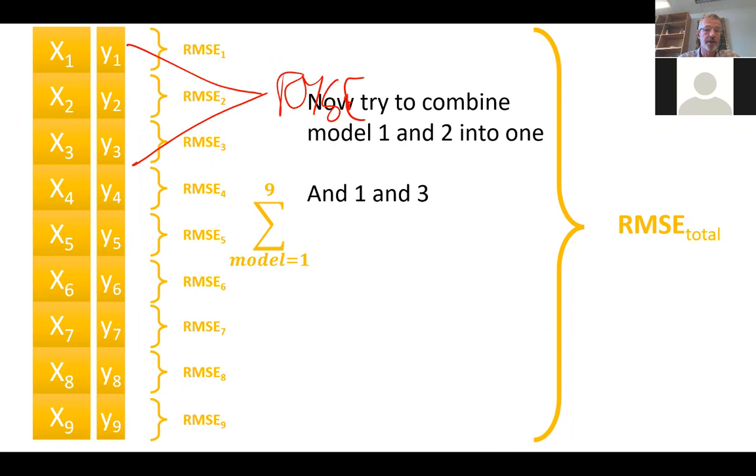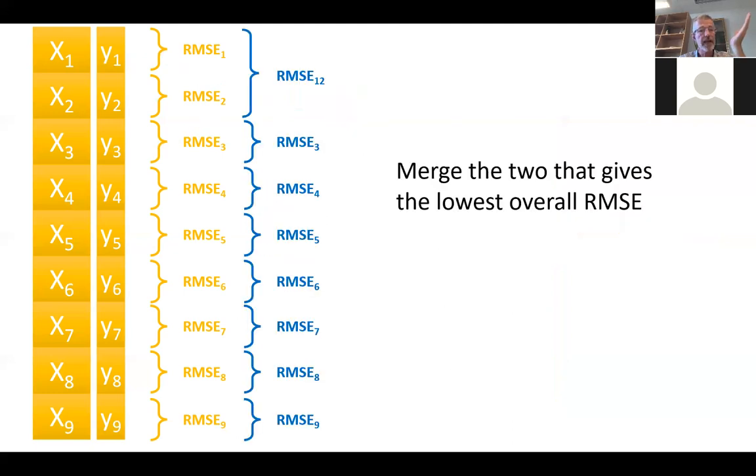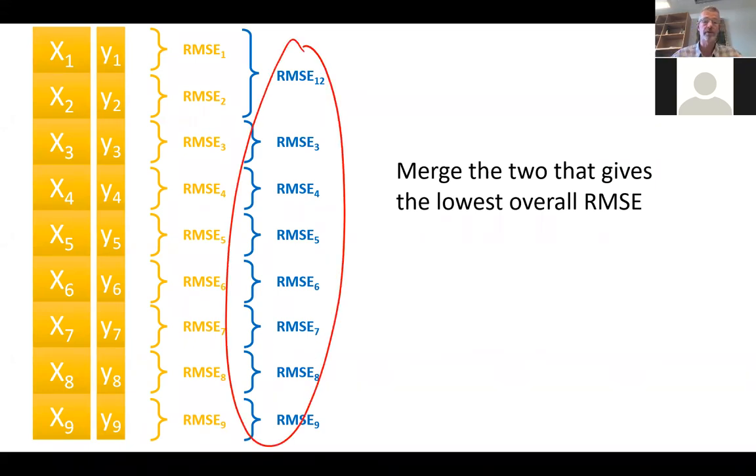and I can combine them into one number. And if that total error is better now, then it's smarter to merge 1 and 3 than 1 and 2. And basically what I'm going to do is keep on merging until I have tried all combinations of 8 clusters, of 8 models. And I'm going to pick the best one. And in this particular case, it turned out that merging calibration samples from 1 and 2 into 1 would give me the lowest total error.